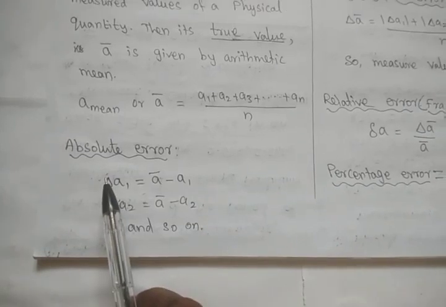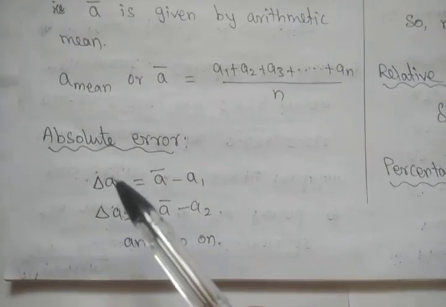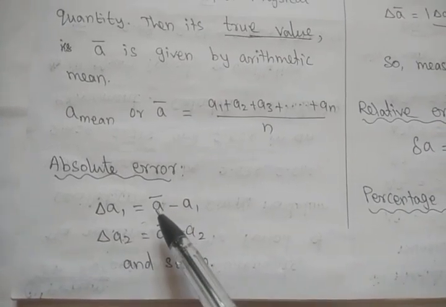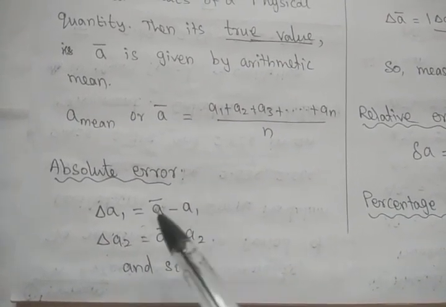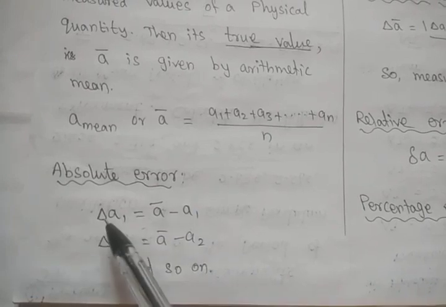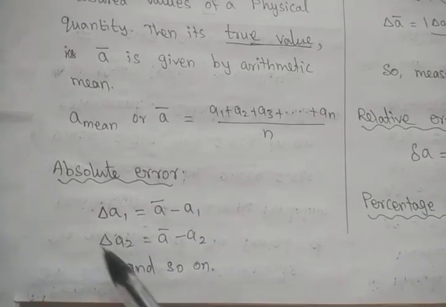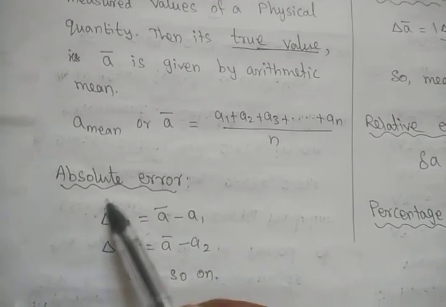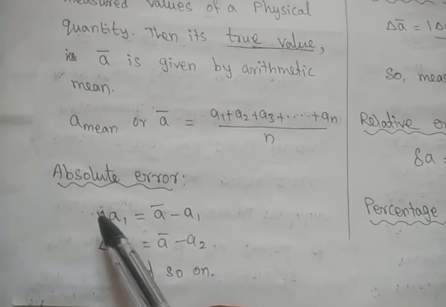The next one is absolute error. Absolute error is the difference between the mean value, the true value, minus the observed value. That is, true value minus observed value is the error. So each and every reading has some error. If the true value and observed value are the same, then we get zero error.